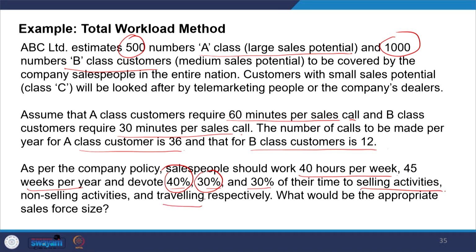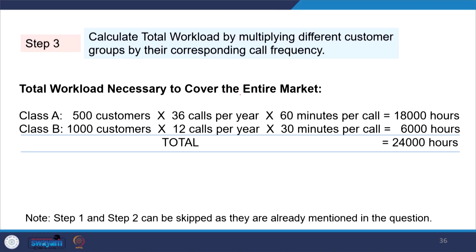So, where you are traveling, you have not yet reached the place. Now, in this case, how many people should the company have? How many people should they hire, ABC Limited? Now, let us calculate the total workload, the total workload necessary to cover the entire market.